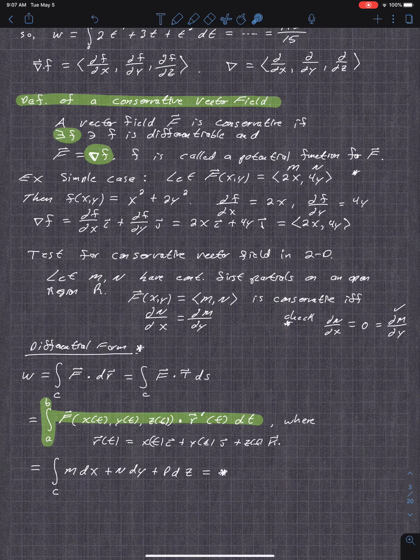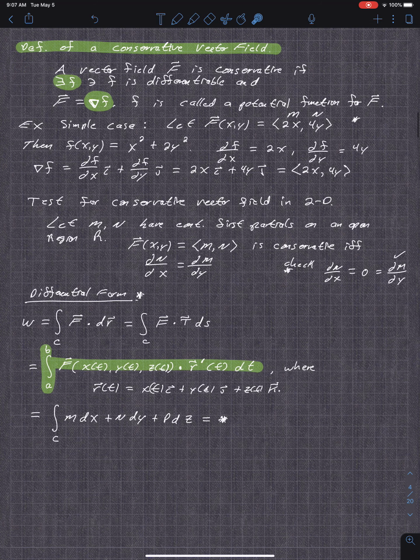So the definition of a conservative vector field means this. This is an important one that I might ask. Now I'm going to be very specific. A vector field F is conservative if there exists a little f such that f is differentiable and capital F is equal to the gradient of f.